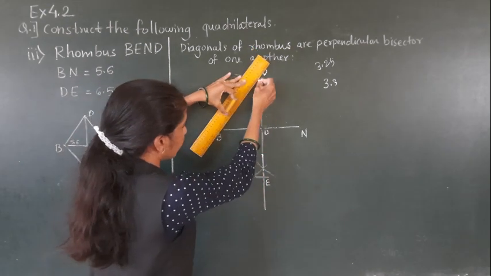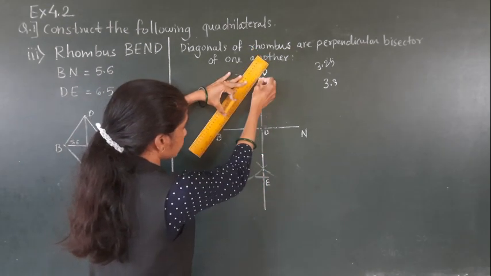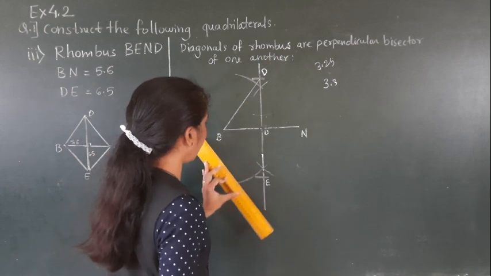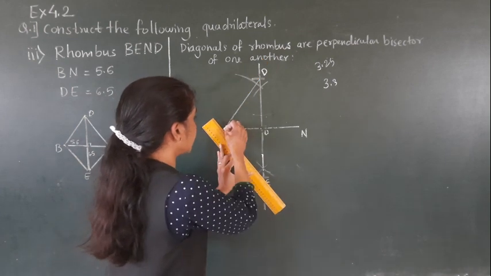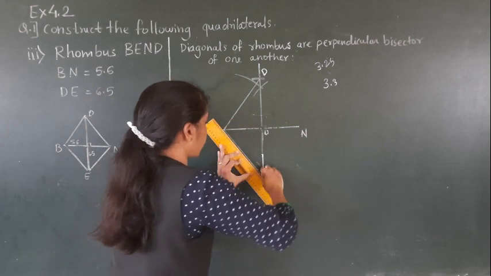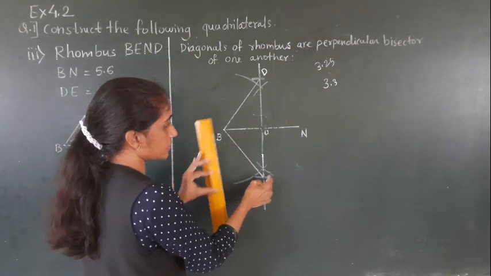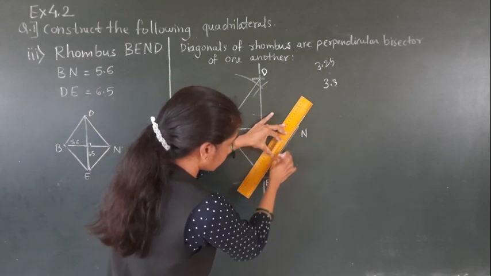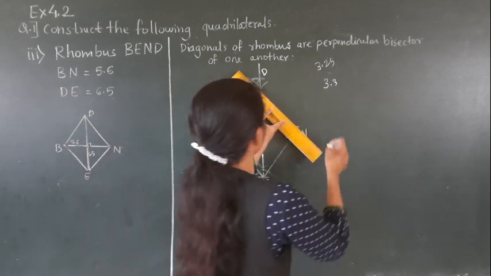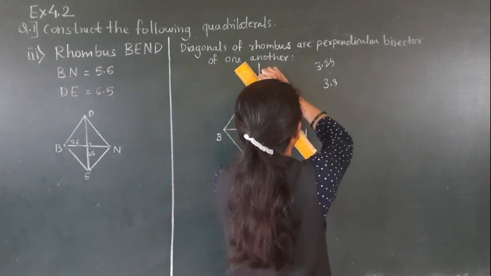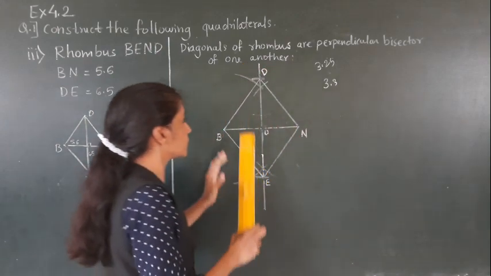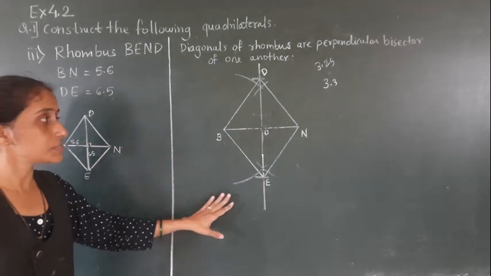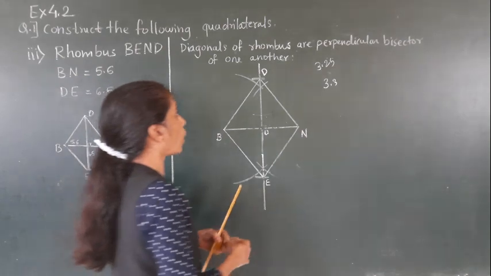Now join D, B. See here what I am joining? D, B. Then B, E. See which points I am joining? I am not joining these also. This E point which I got, then E, N. And then D, N. Yes. So this is the required rhombus we got.